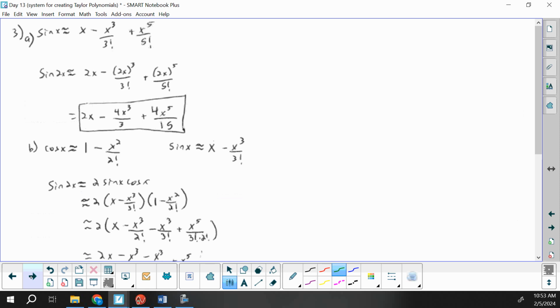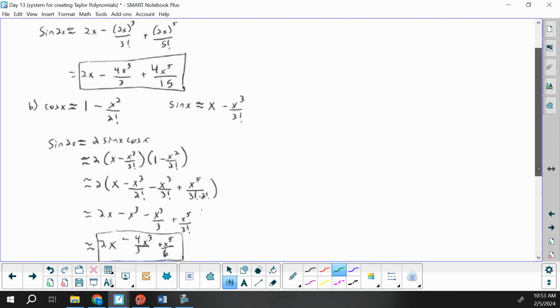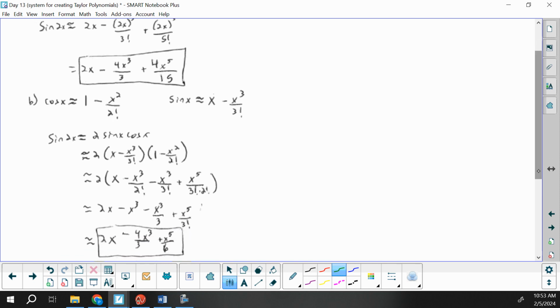For the third one, we wanted to find a polynomial for sine 2x by taking sine x and just subbing in 2x everywhere there's an x. And once you neaten that up, you get what's in the box. In part B, we wanted to do that a different way. Sine 2x is, from our identities, 2 sine x times cos x. So they wanted us to take a 2nd degree for cos and a 3rd degree for sine from our Maclaurins that we have for that, and do 2 times the sine part times the cos part. And then when we neaten it up, we get the part in the box there.